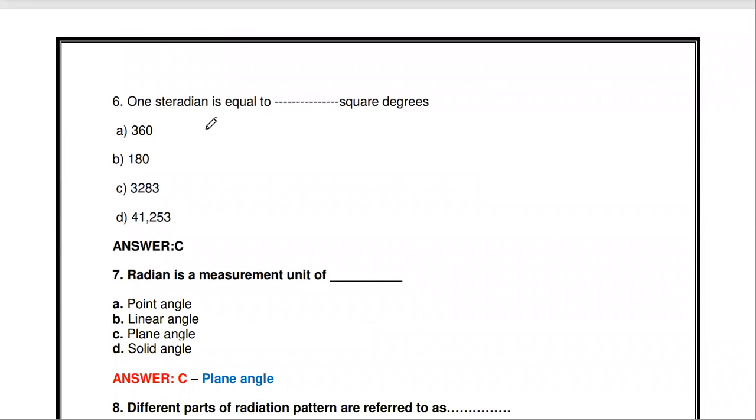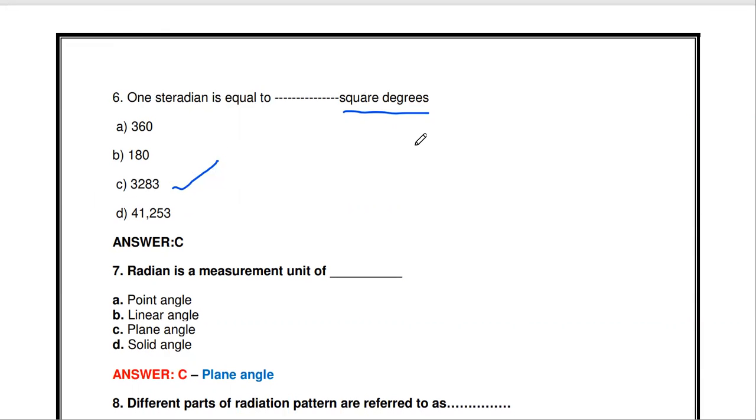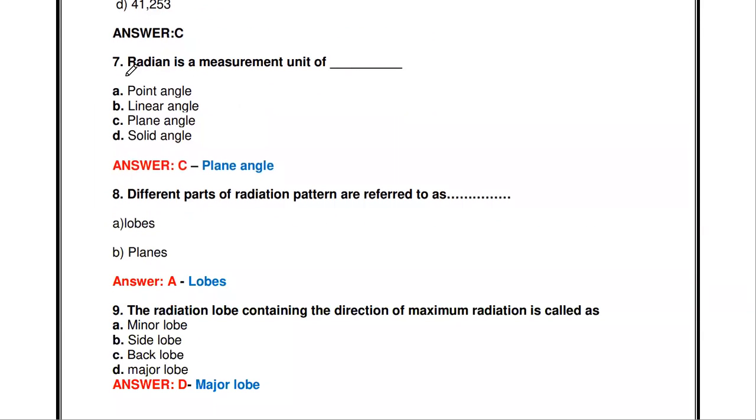Then 1 steradian is equal to dash square degrees. So 1 steradian is how many square degrees? 360, 180, 3283, 41,253. So 3283. This is actually 3282 point something, so that is rounded off to 3283. 1 steradian is 3283 square degrees.